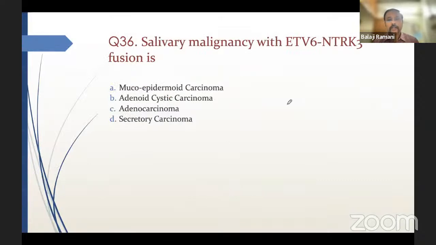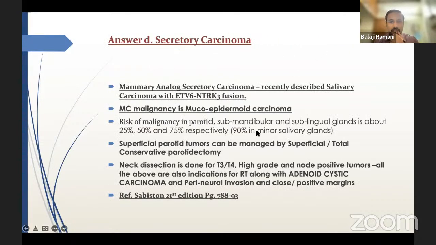Right. So a salivary gland malignancy which has an ETV6 NTRK fusion mutation is what? Yes. So the answer here is secretory carcinoma. That is a characteristic question that came up. This is from Sebastian. So the answer is D. This is a secretory carcinoma. This is a straightforward MCQ that may come. The ETV6 NTRK fusion gene can be seen in secretory carcinoma. It is also known as the mammary analog secretory carcinoma.